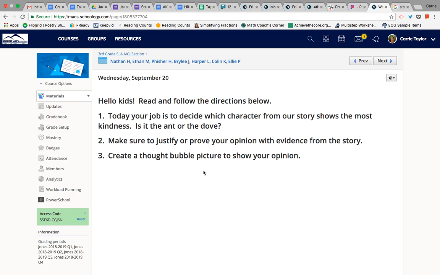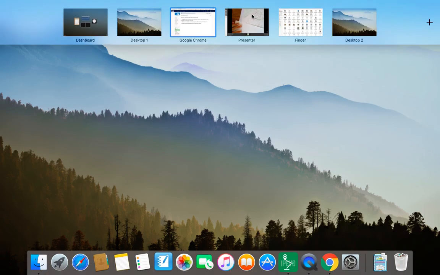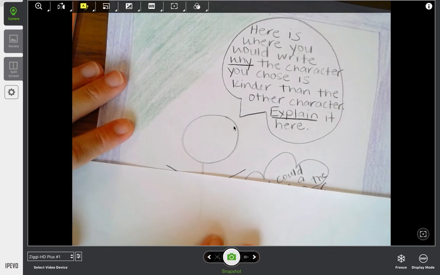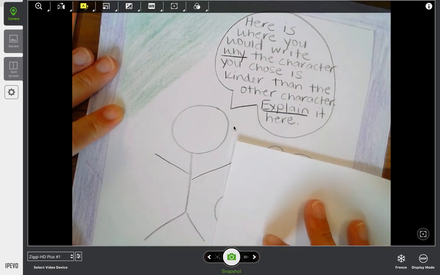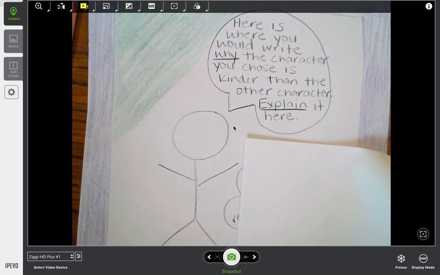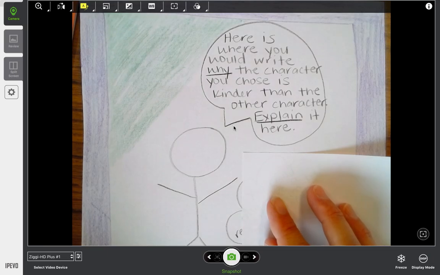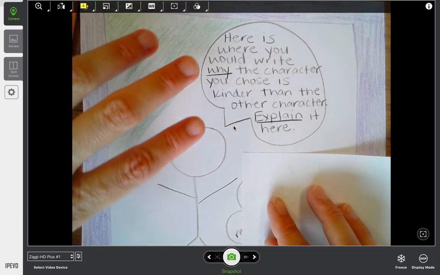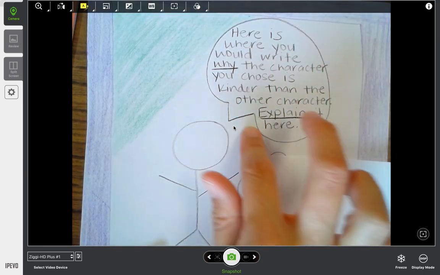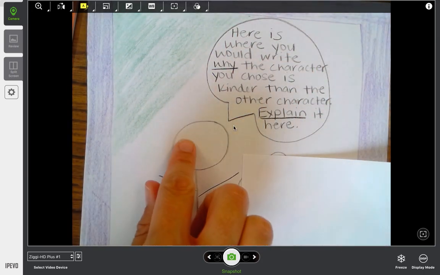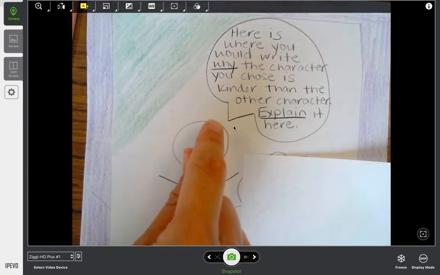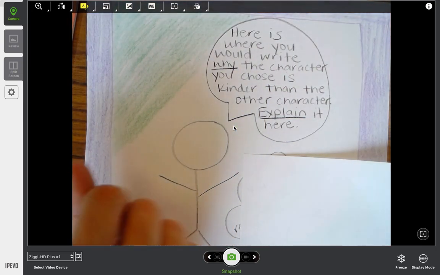Now, here's the part that I wanted to explain a little bit more. It says to create a thought bubble picture to show your opinion. Okay, so a thought bubble is basically this thing right here. It's where you have, and here's my little stick person. Of course, you're not going to have a stick person. You're going to have either an ant or a dove because that's who's going to be doing the talking in your picture. But here's the thought bubble. The thought bubble is basically the little bubble that shows what the character is saying or what they are thinking.